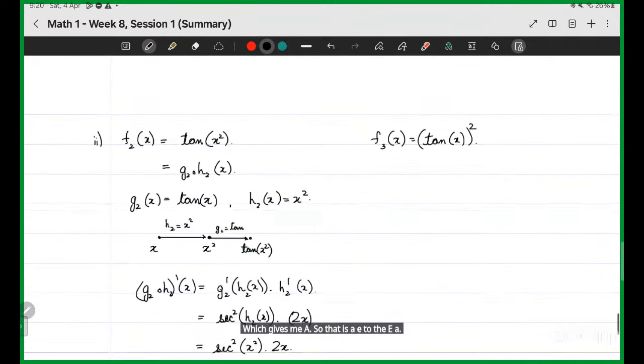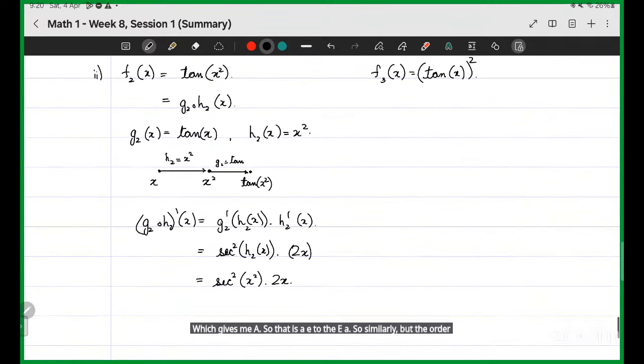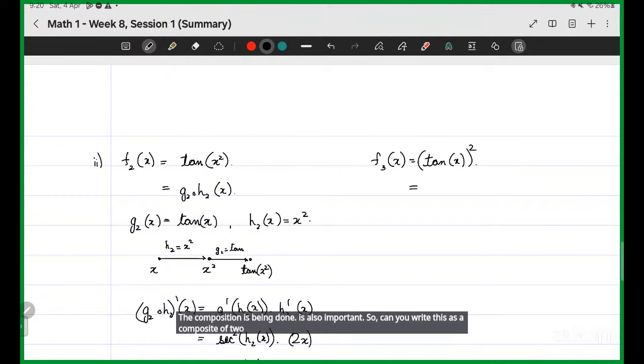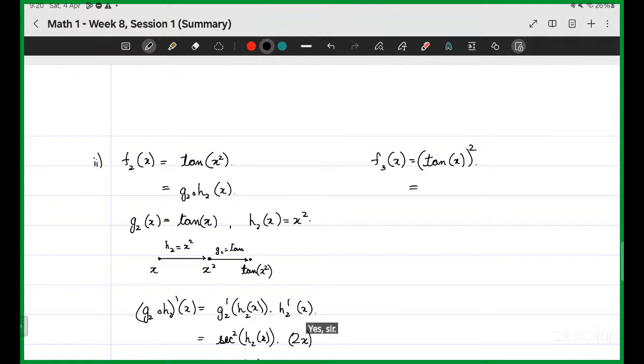Similarly, the order in which the composition is being done is also important. So can you write this as a composite of two functions? Yes, sir. Can you tell me how? Sir, maybe we can take the inner function as tan x and the outer function as x square. So does this work? Yes.